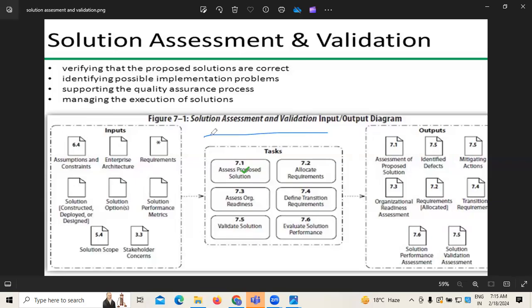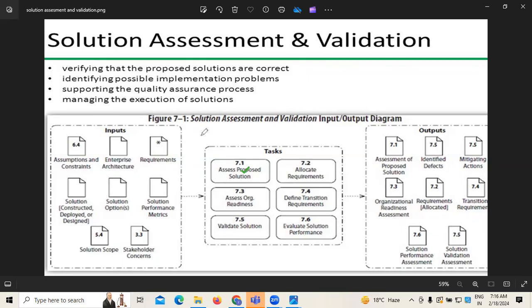So these are the different tasks which, being a business analyst, we have to address. Because this is in the proposed solution, right? Allocation of requirements, we have to make sure. At the same time, we have to make sure by assessing organizational readiness, meaning they must be ready enough to use the product, right? So that's where organizational readiness stands. Next, we need to define transitional requirements, meaning from existing state to a target state. This is where defining transitional requirements comes into the picture.